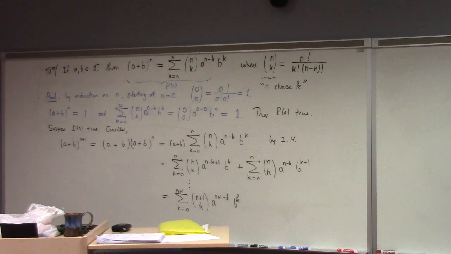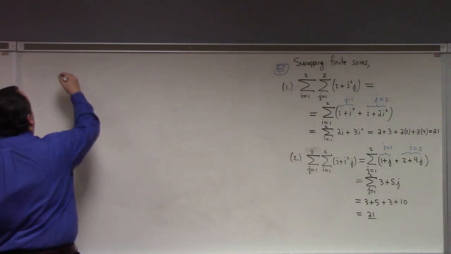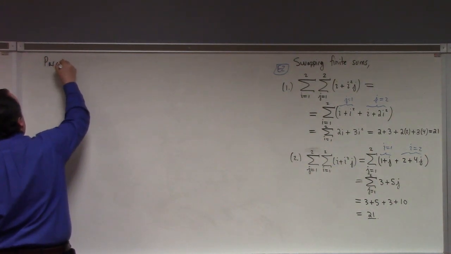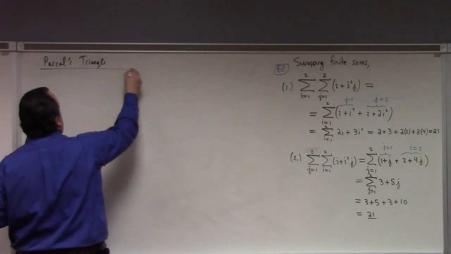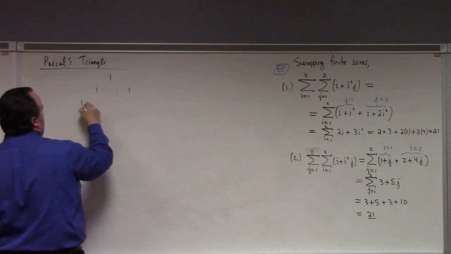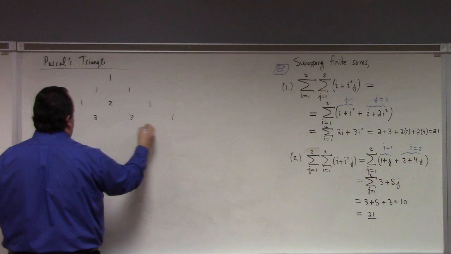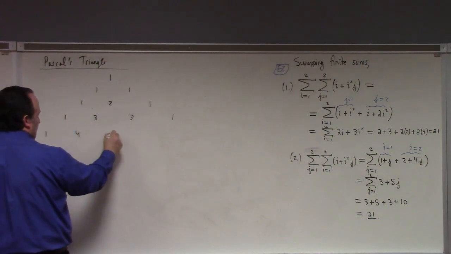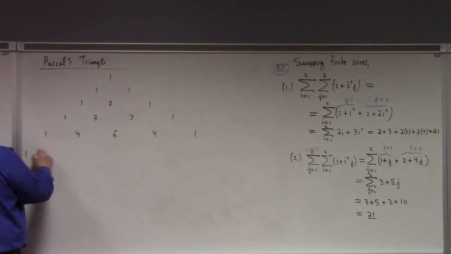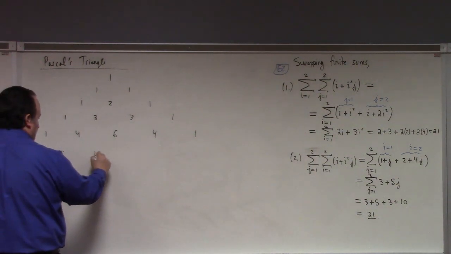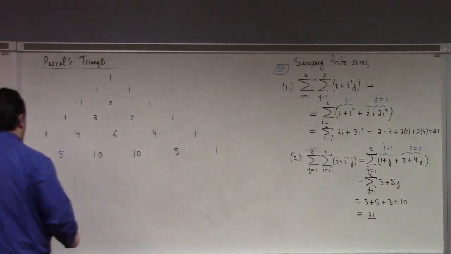Let me talk a little bit more about the binomial theorem because it is useful for us. This has to do, of course, with Pascal's triangle, which is what? You put 1 up here, 1, 1, 1, add the numbers above, like this. So we get 4, 6, 4, 1. What's the next row? 1, 5, 10, 10, 5, 1. All right, I'll stop there.